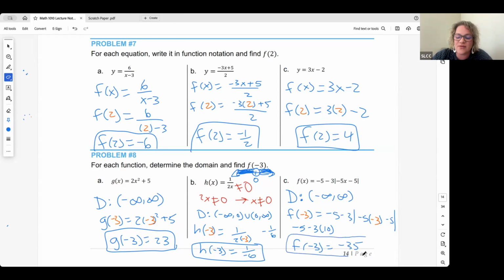When I input negative 3, I get out the corresponding y value of negative 35.